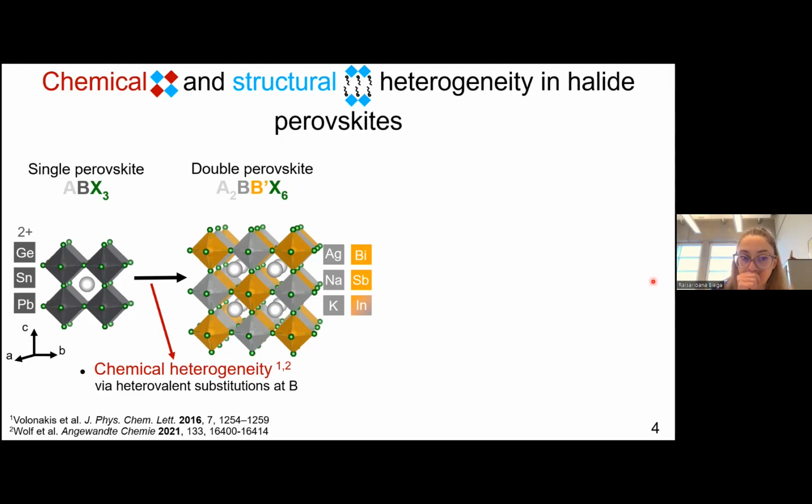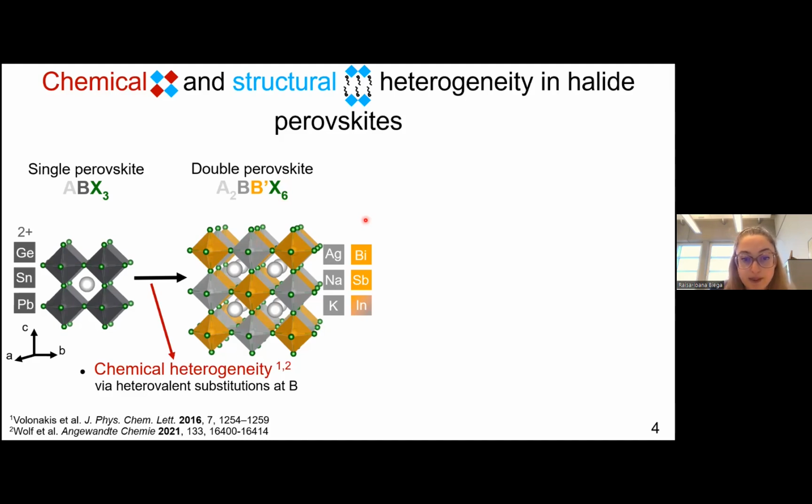And as I said, when you go from the single perovskite to the double perovskite, then you replace the metal, and then you have now in the crystal structure alternating octahedra. The formula is now A2BB'X6, where B and B' are the two metal sites. And this alternating octahedra pattern basically introduces chemical heterogeneity into the system.